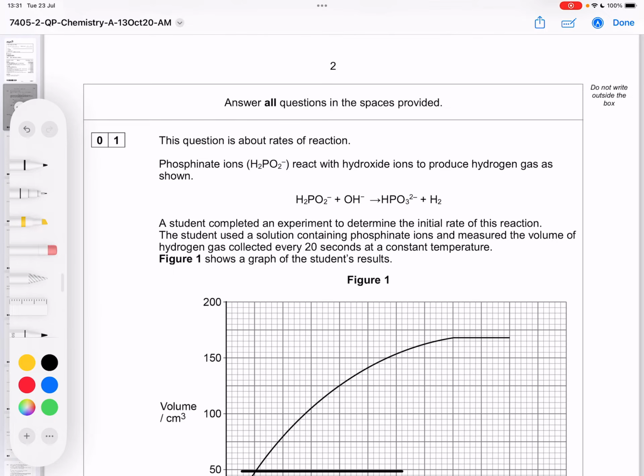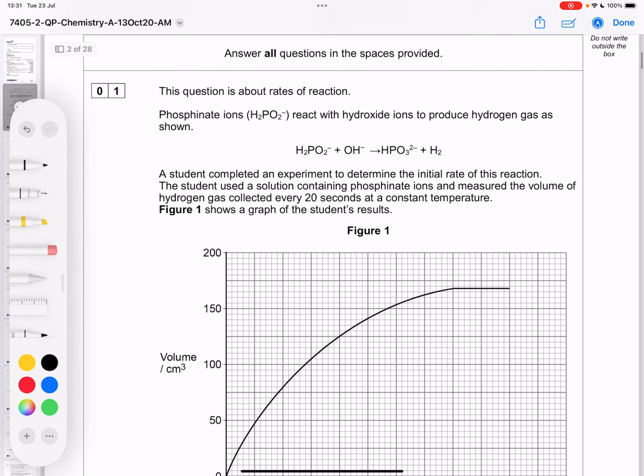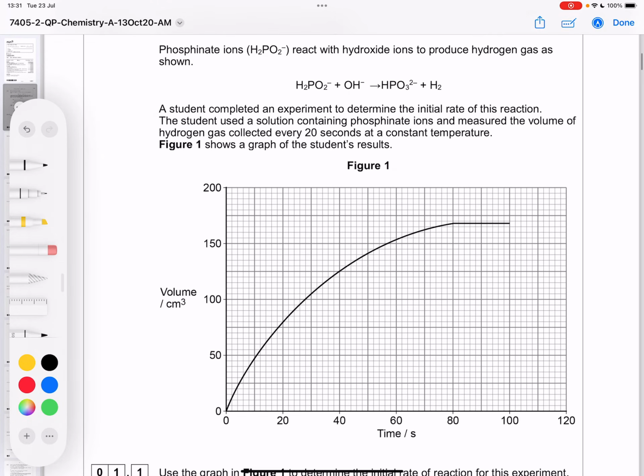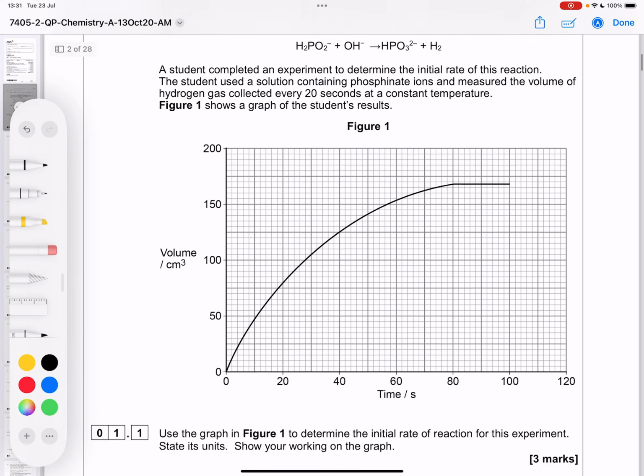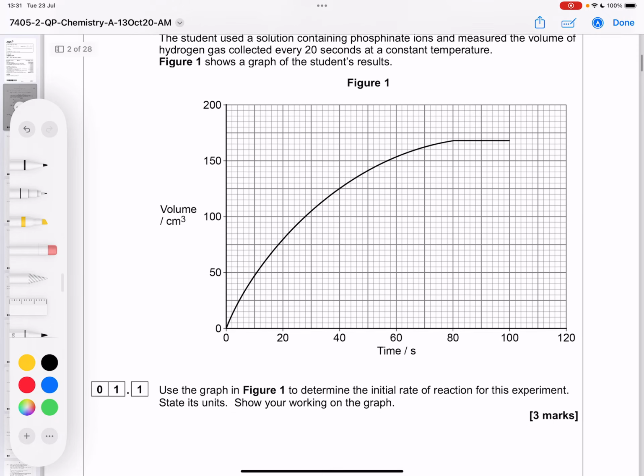This question is about rates of reaction. Phosphonate ions react with hydroxide ions to produce hydrogen gas as shown. A student completed an experiment to determine the initial rate of this reaction. The students used a solution containing phosphonate ions and measured the volume of gas collected every 20 seconds at a constant temperature. Figure 1 shows a graph of the students' results.